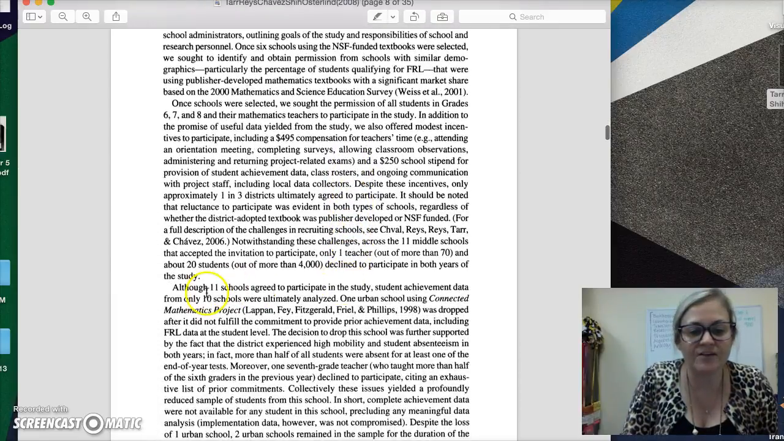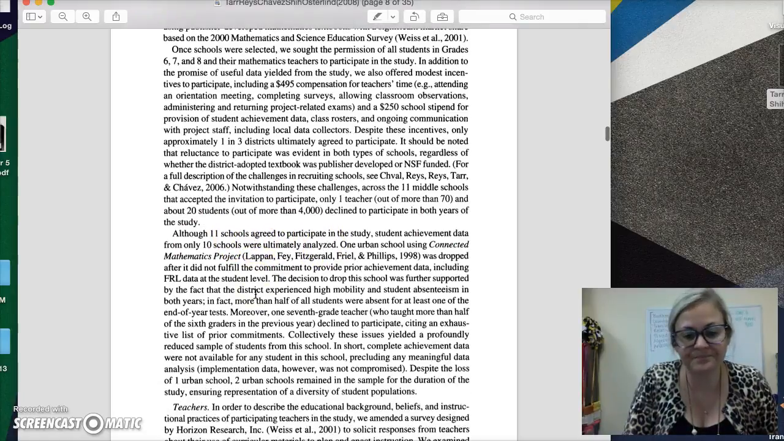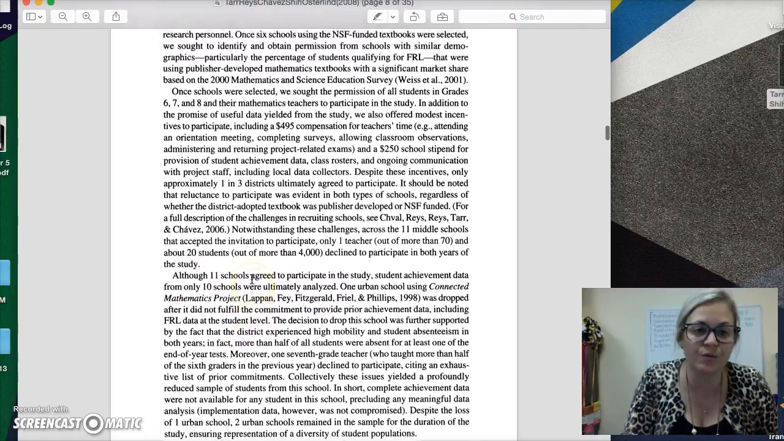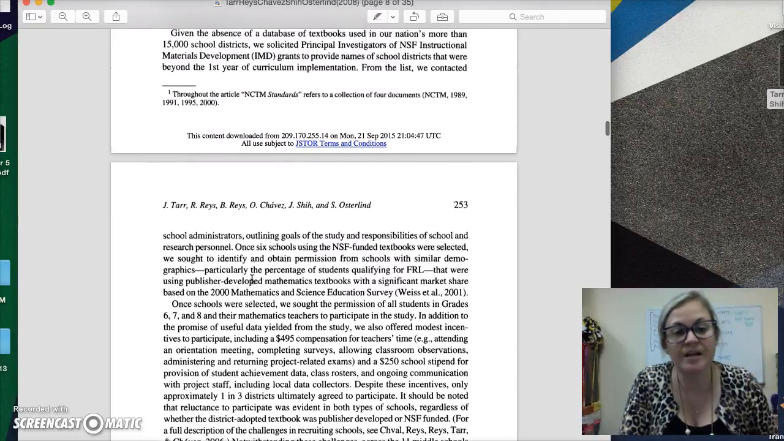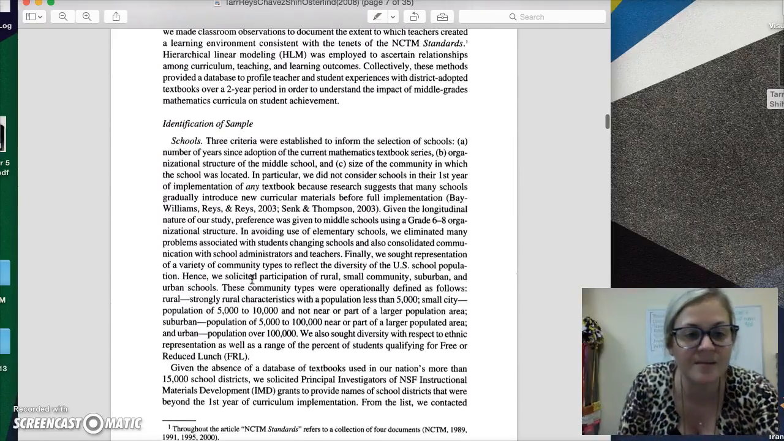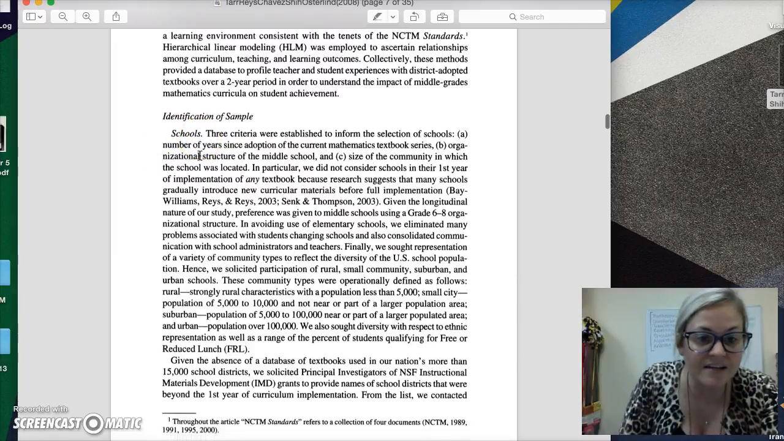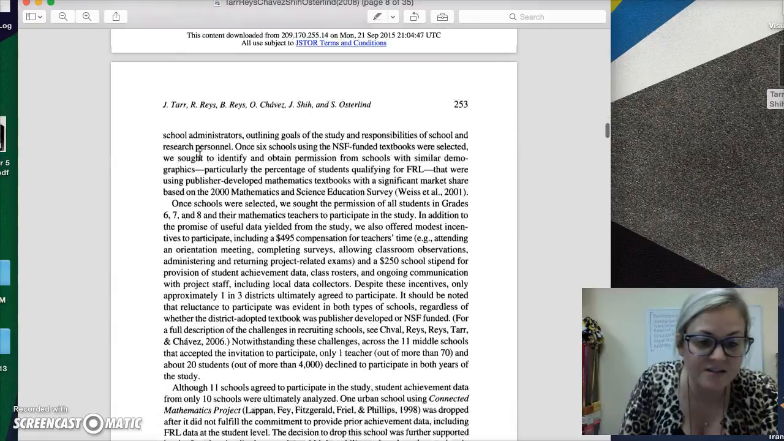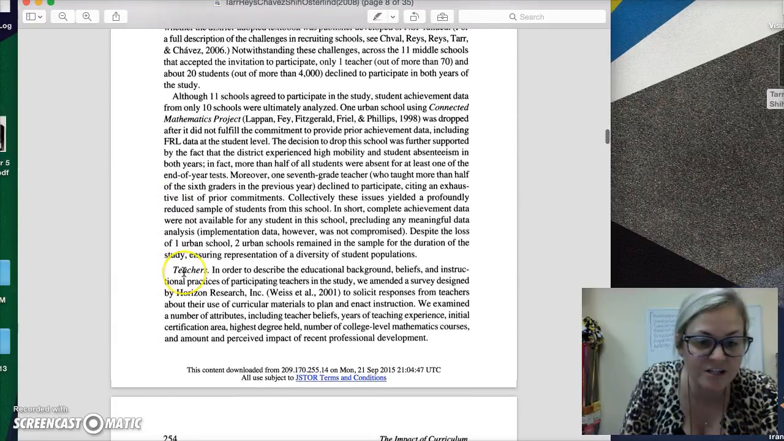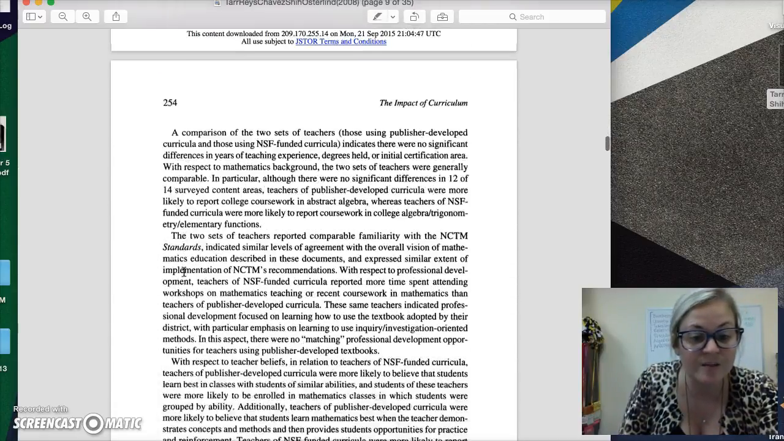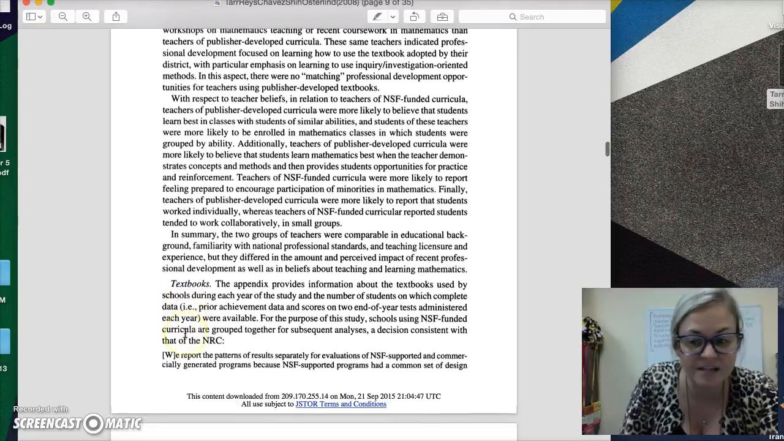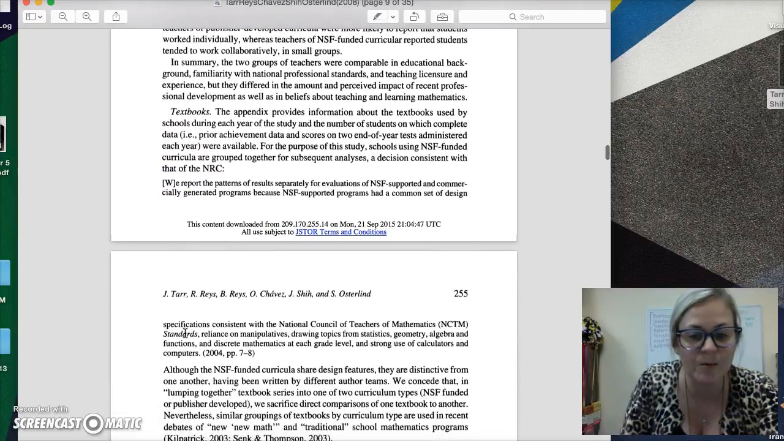And then it says here that although 11 schools agreed to participate in the study, student achievement data from only 10 schools were ultimately analyzed. So this is the sample. But this sample is not just schools. And this is where APA is really nice, because I can tell, based on the APA, that here is an indent, and so then there would be another indent, like teachers. That's another part of his sample, teachers, and textbooks. That's another part of his sample.